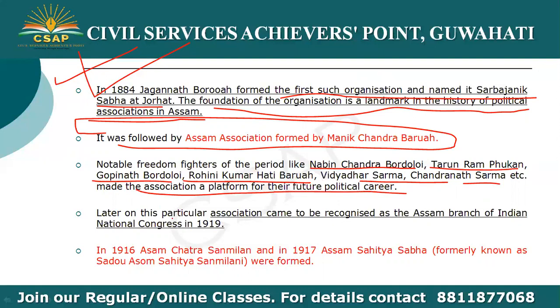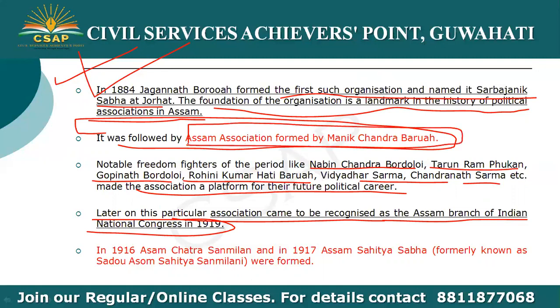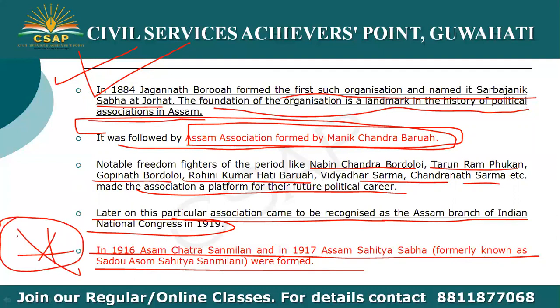And later on, this particular association came to be recognized as the Assam branch of Indian National Congress in 1919. So the Assam Association in time became the Assam branch of the Indian National Congress in 1919. In 1916, Assam Satra Sammelan. And in 1917, Assam Sahitya Sabha, formerly known as Sadou Asom Sahitya Sammilan, was formed. So these dates and the organizations are important. In prelims, an MCQ based question may be asked by APSC. Students, please make a note of it.